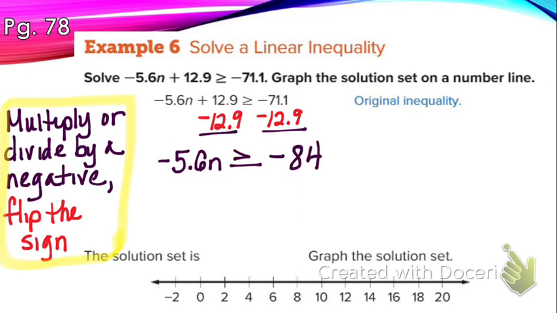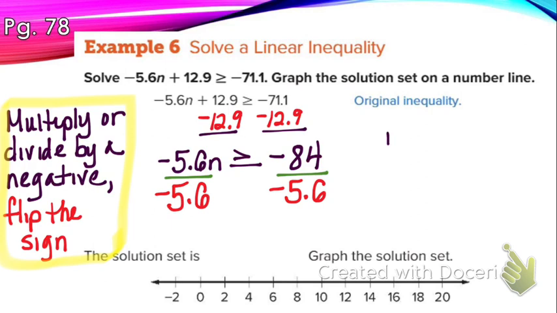All right, now what do we need to do? How do I get rid of the negative 5.6? Divide it, because you have to do the opposite. And the opposite of multiplication is division. So we're going to divide both sides by negative 5.6. And when you divide by a negative, that's why I started with this, what happens to the sign? It doesn't cancel. What happens to this sign? It flips. So it changes from a greater than or equal to a less than or equal to.